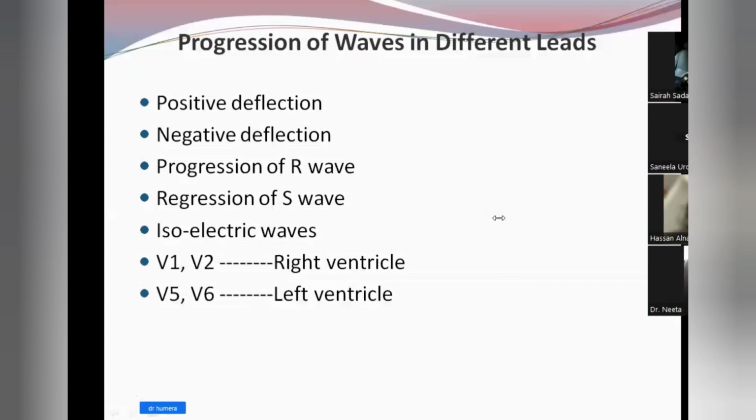Now, positive deflection, negative deflection, progression of R wave, that is very important. And just keep this thing in mind. When we talk about right heart, right ventricle, we will talk about V1, V2. And when we are talking about left heart, left ventricle, you have to look at V5, V6.